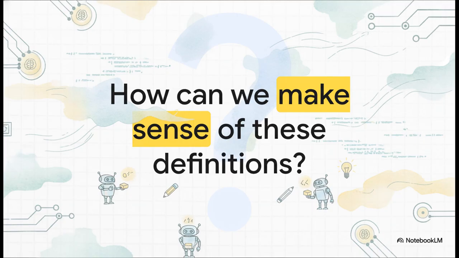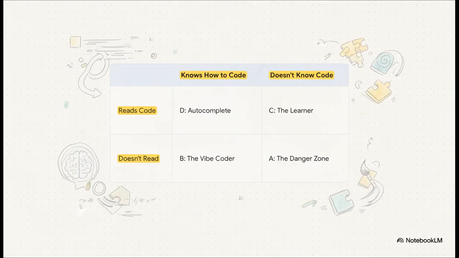Well, what if we mapped it all out on a simple grid? Okay, now this is where it starts to click. Look at this grid. We've got two simple axes. Do you know how to code or not? And are you actually reading the code or not? The whole idea of vibe coding, the term itself, it really came from the experts up in box B, people who know their stuff but are choosing not to read the output for certain tasks. But all the drama, all the criticism, that's all focused on the danger zone down in box A, where you have people who don't know code and aren't reading it.